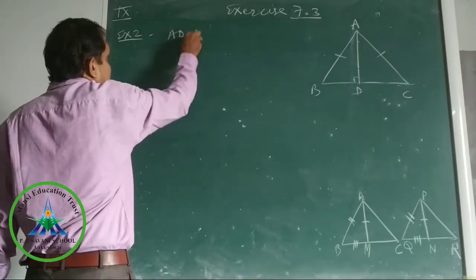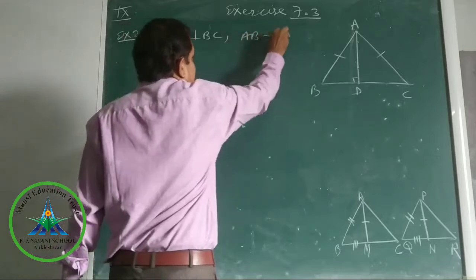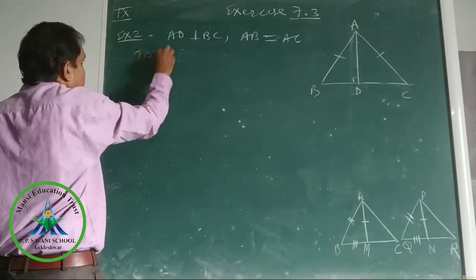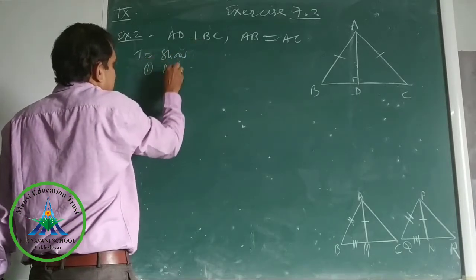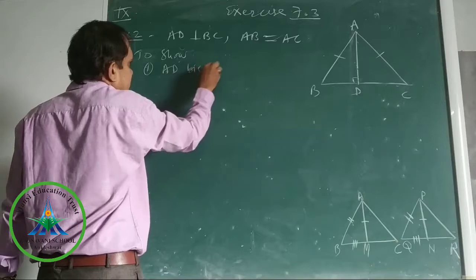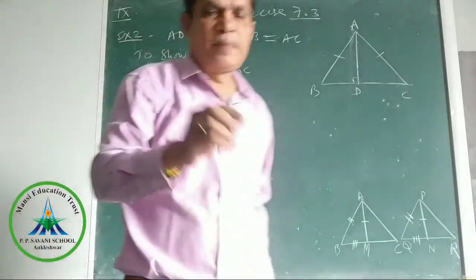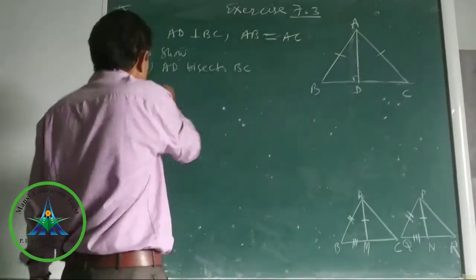First we write perpendicular, AB equal to AC. So number 1, AD bisects BC, and the second part, in the book it is, AD bisects angle A.